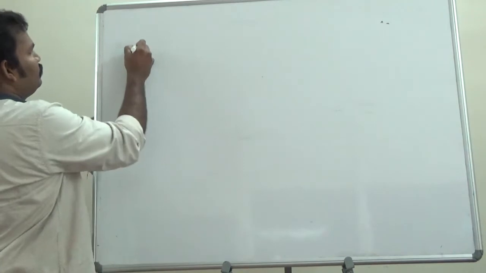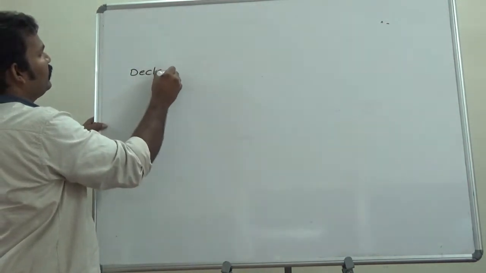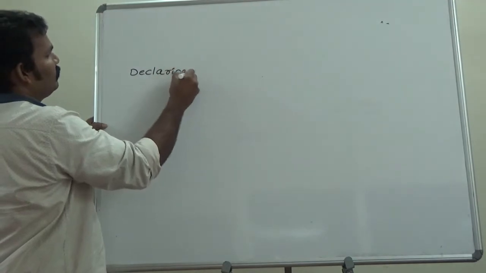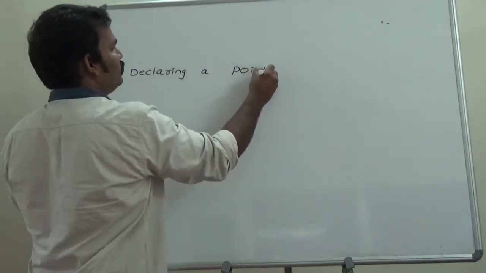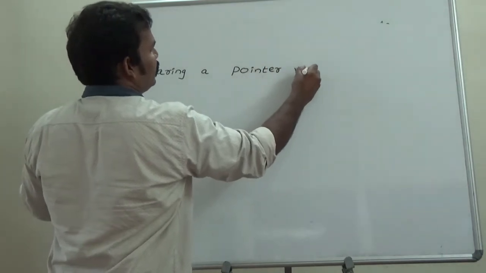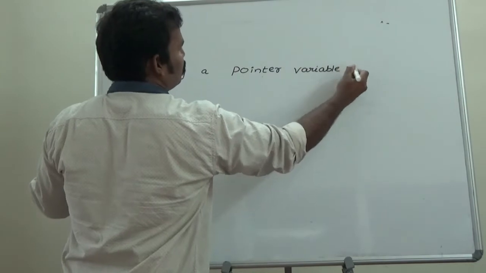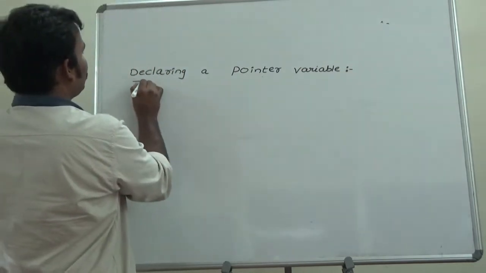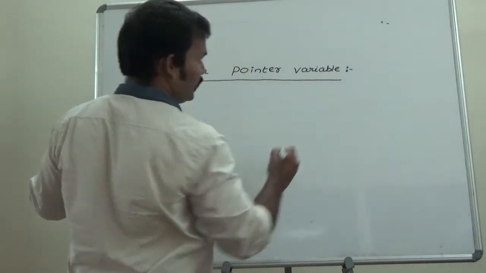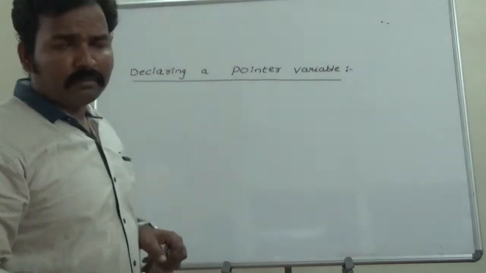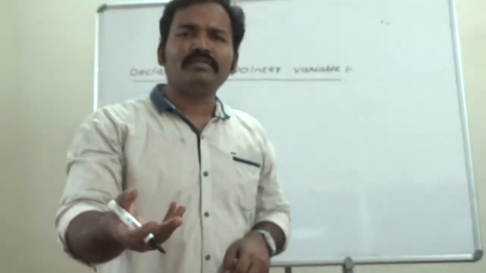Right, next, declaring a pointer variable. How to declare a pointer variable? Okay, declaring a pointer variable. So a pointer is a variable that holds the address of a variable of a similar data type.